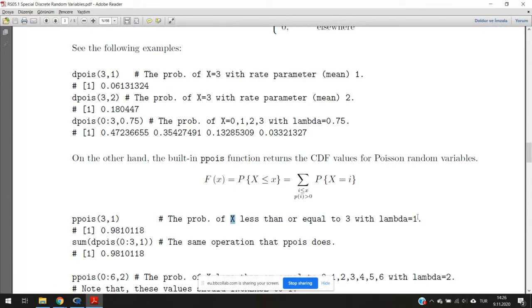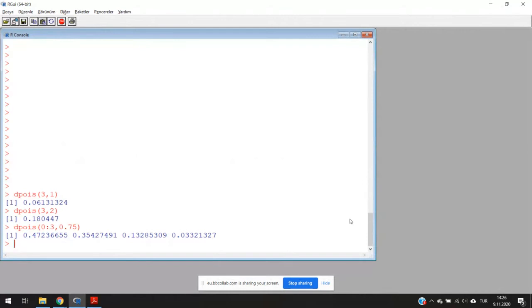Let's say the average number of fire incidents per month in a certain district is 1, and it follows a Poisson random variable. What is the probability that the number of fire incidents observed in the following month will be less than or equal to 3? For that, you need to calculate the probability mass values from 0 to 3 with a rate parameter equal to 1, and sum them up.